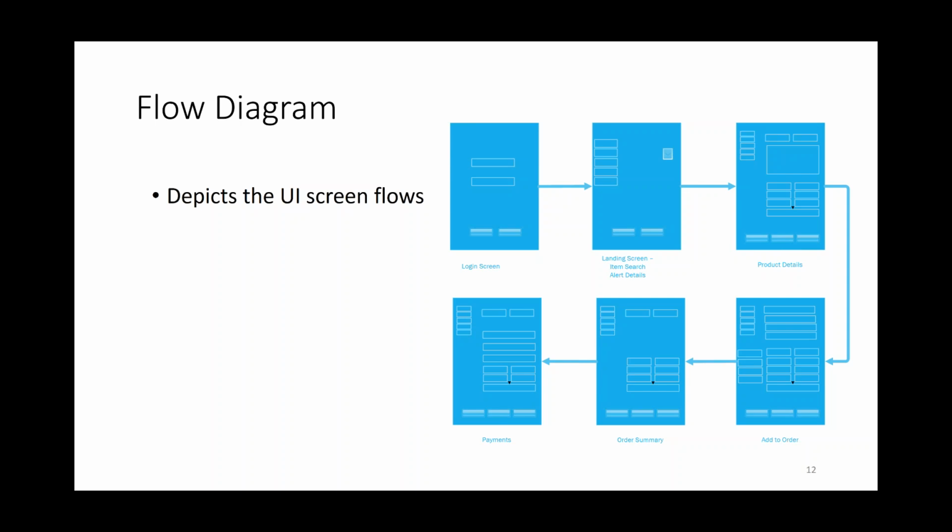And once the customer selects a particular product and clicks the buy button, it takes them to add that product to the order. Then from there you can give them two options: either go back to shopping and add more products, or go to the order summary page where they can finalize the order and make the payment, right? So you build the flow diagrams for your solution from end to end.